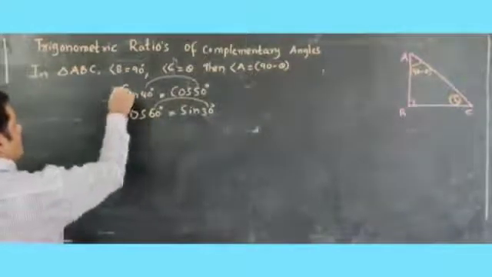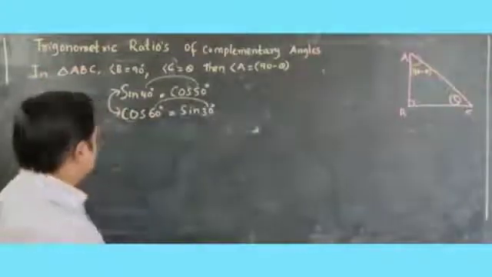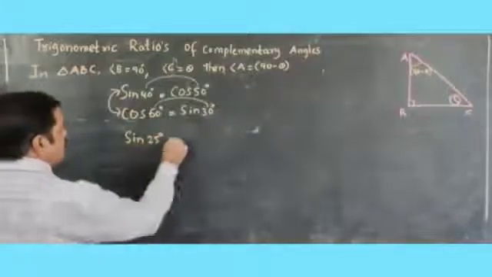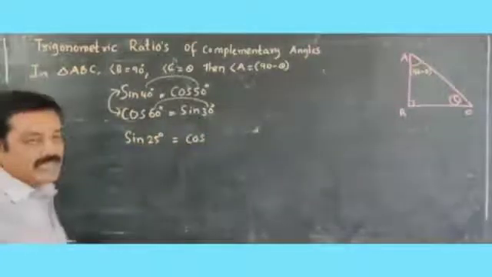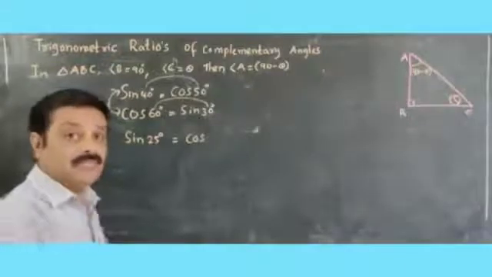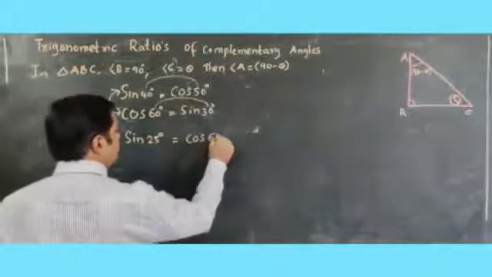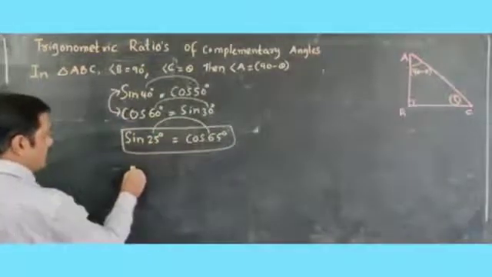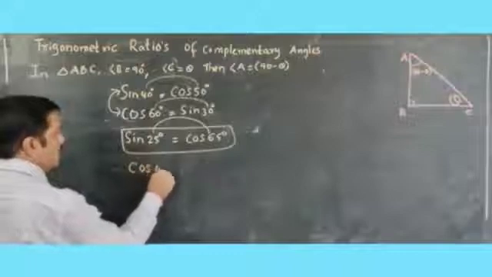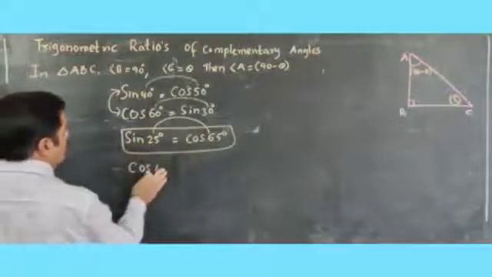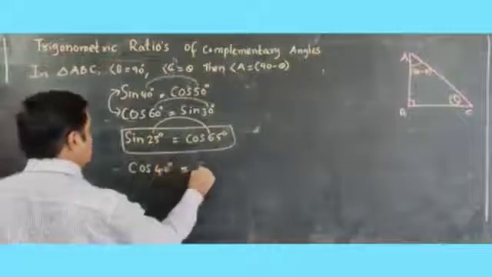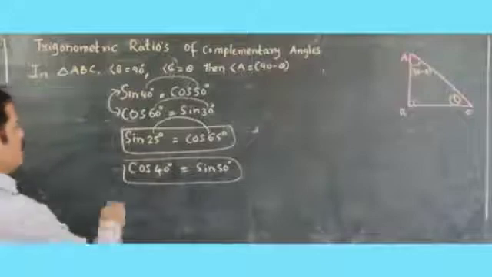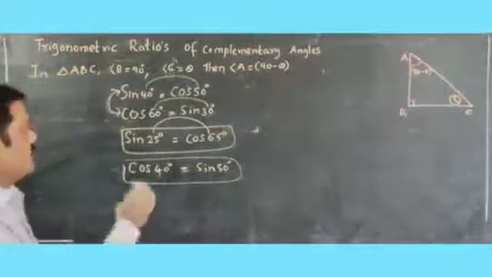So sin to cos, cos to sin. Example, sin 25 degrees is equal to cos how many degrees? 90 minus 25, that is 65. Is it clear? 25 to 65. Like that, cos 40 degrees is equal to sin 50 degrees. Cos is converted to sin, sin is converted to cos.